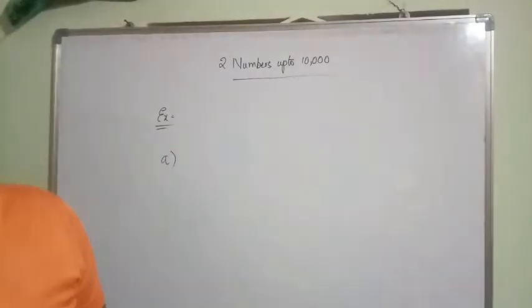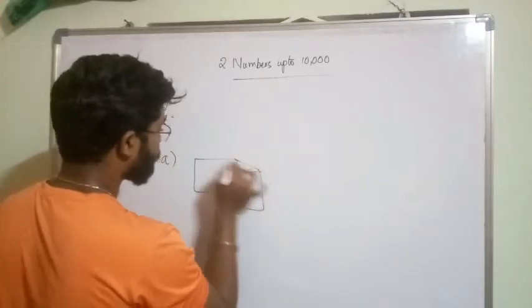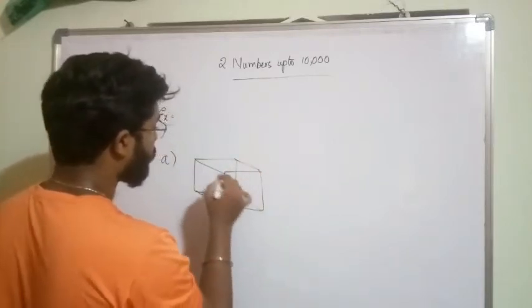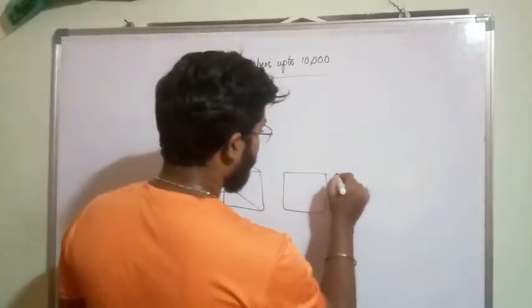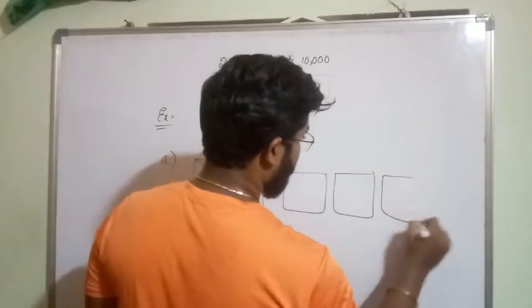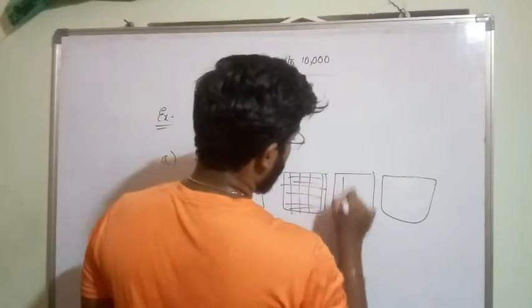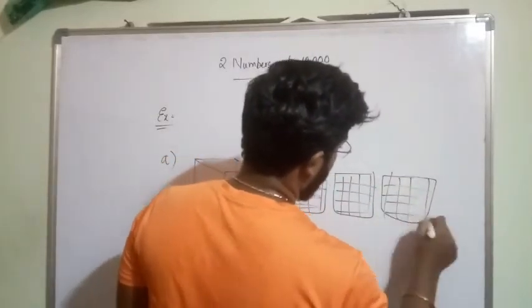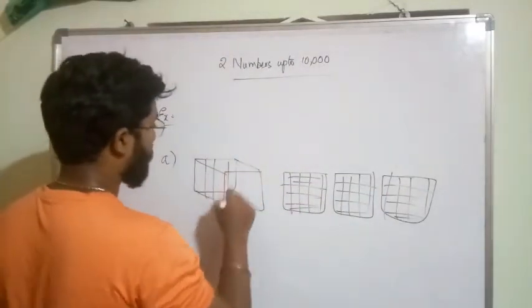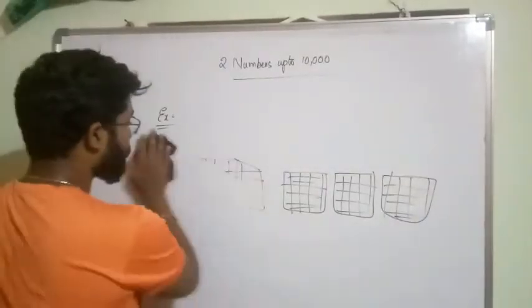So, in A, there is a cube. Here there is a cube, and next you have 3 squares like this. Okay, so they are having some rows and columns, no? So instead of drawing all this, I will explain with the example.